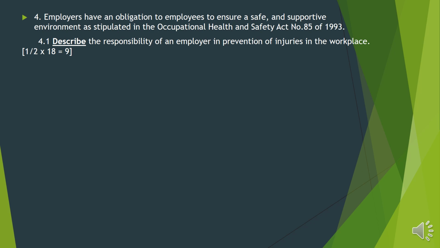So this one speaks of the Occupational Health and Safety Act. It says employers have an obligation to employees to ensure a safe and supportive environment as stipulated in the Occupational Health and Safety Act. For this one, this is where you need to go into detail with regards to knowing about this particular legislation. So you go into the legislation and you find out what it stipulates regarding the responsibilities of an employer in the prevention of injuries in the workplace.